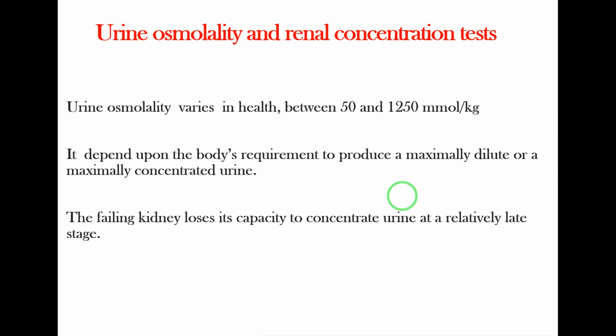The urine osmolarity normally is between 50 to 1250 millimole per kg, so there is a wide range that depends on the concentration and the dehydration state or the hydration state of the body.